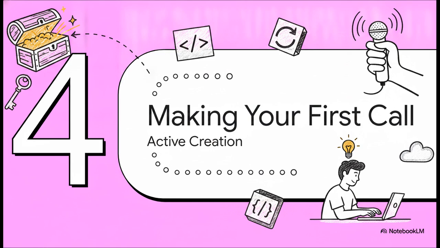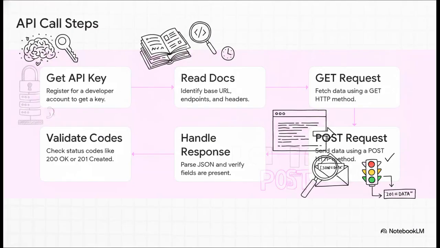Section 4, making your first call. Listen, every single expert developer out there started with this exact same 6-step process. Step 1, get your API key from the provider's developer dashboard. Step 2, and please, I'm begging you, do not skip this. Spend 10 minutes reading the documentation. Look at the endpoints and the required headers.